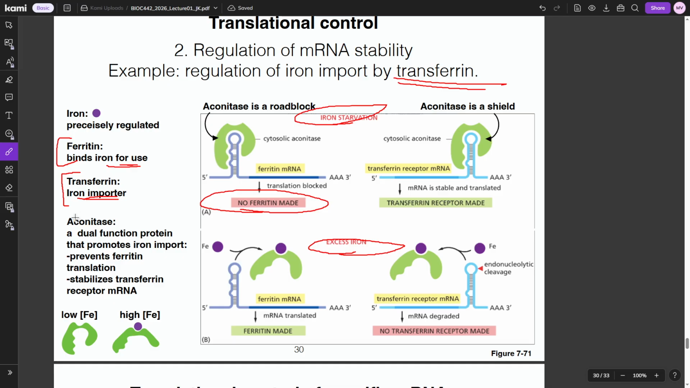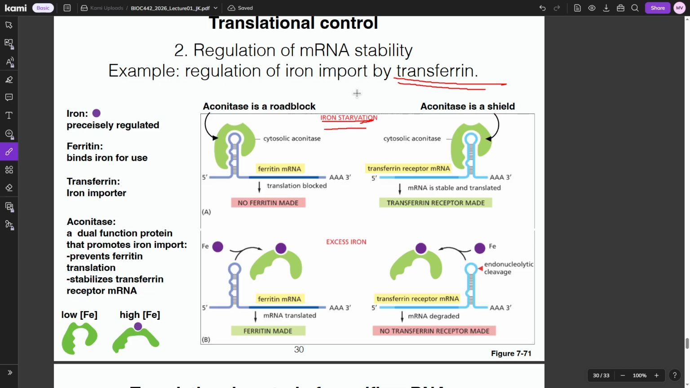And so we also have aconitase. Aconitase, remember, is actually like the first enzyme of the citric acid cycle. It's the same enzyme. It's a dual function protein that promotes iron import. It prevents ferritin translation and stabilizes transferrin mRNA. So what we're going to do here is take a look at this. Under starved iron conditions, you're going to want to have the transferrin protein made.